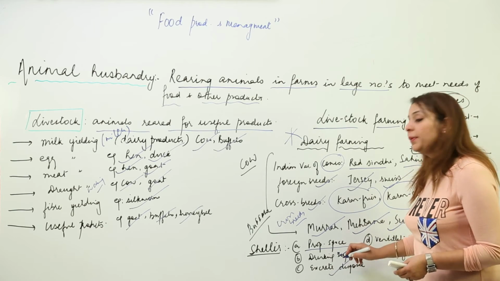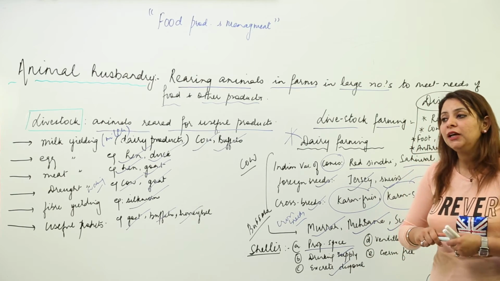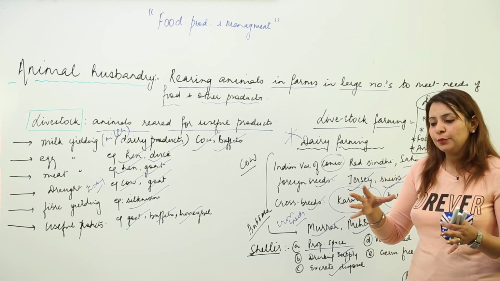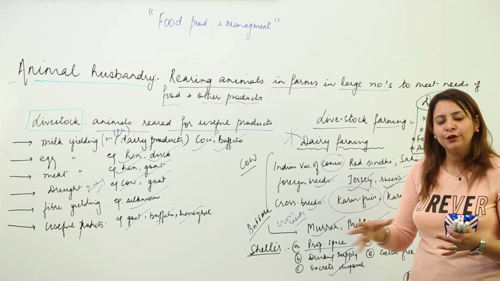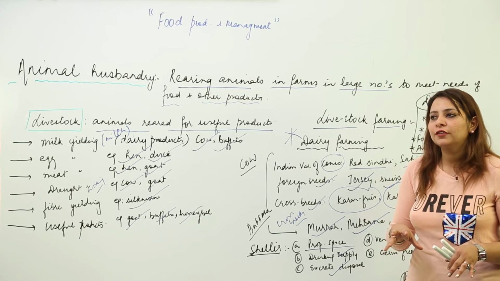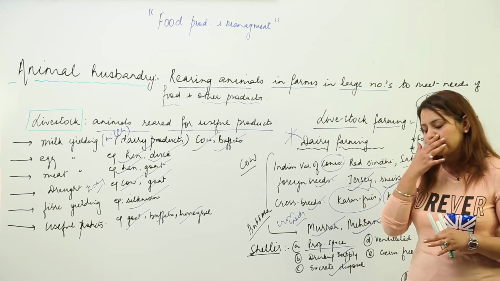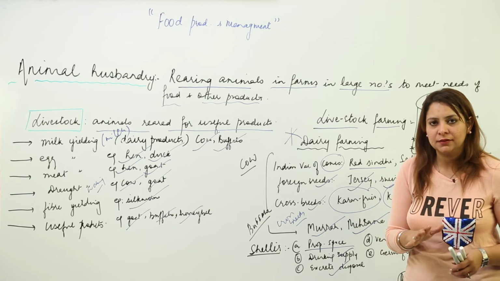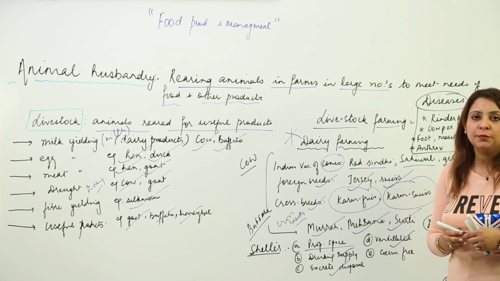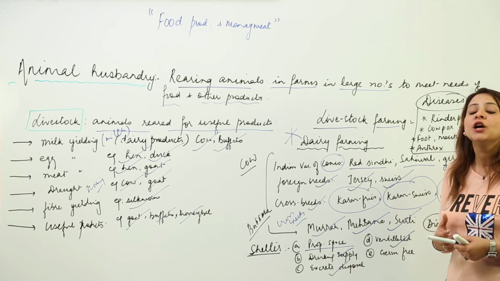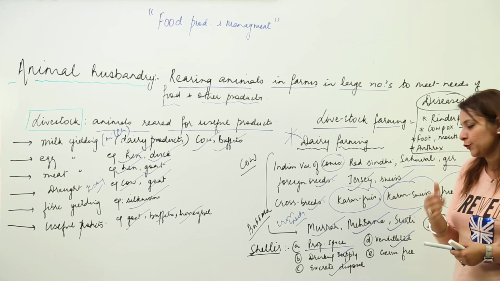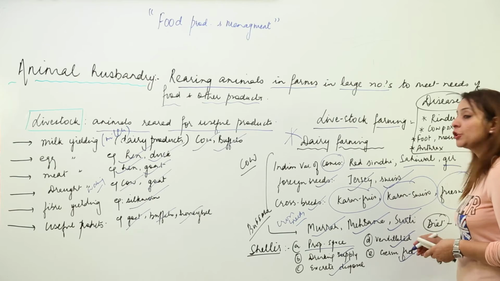There should be proper disposal of excreta, that is their stool and urine, so that there are no germs, and there is proper cleanliness. The shelters should be properly ventilated, because the animals need to respire also. For that they need clean air. So there should be proper ventilation, and the air should be germ free.